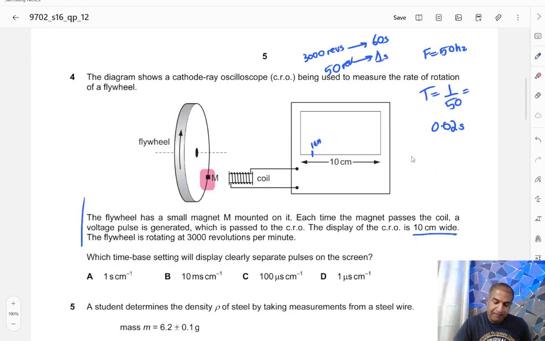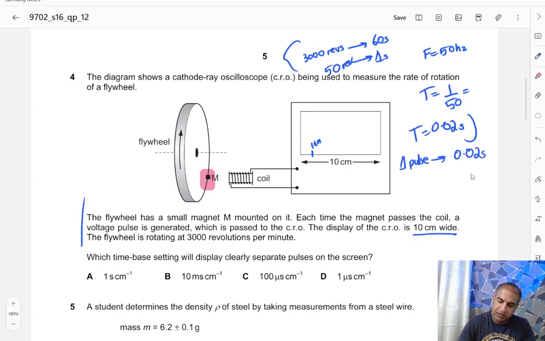So in one time period, there is one pulse. That is something that we found out from here. So the time period means that we get one pulse within 0.02 seconds. We are getting a pulse in 0.02 seconds. So let's just see. I'm just going to write it down. One pulse is to 0.02 seconds, which is also per centimeter.